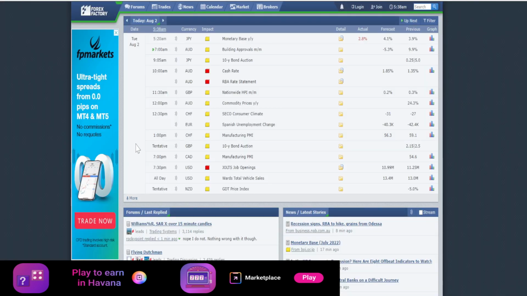First, let us look at the economical events calendar planned for today. Today is Tuesday, August 2nd. At 10 a.m. we have high impact news planned for Australian dollar related currency pairs. Then at 7:30 p.m. we have high impact news planned for US dollar related currency pairs. Otherwise we have only low impact news planned for major currency pairs.